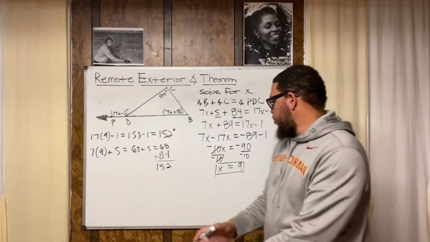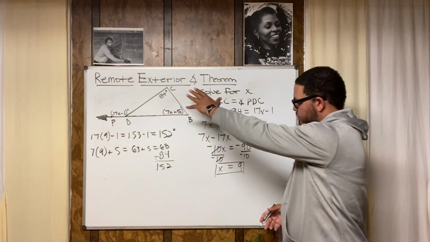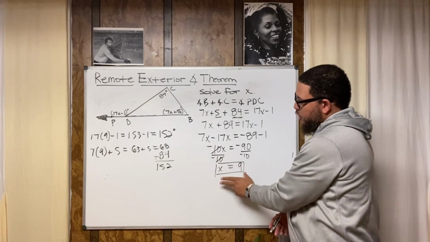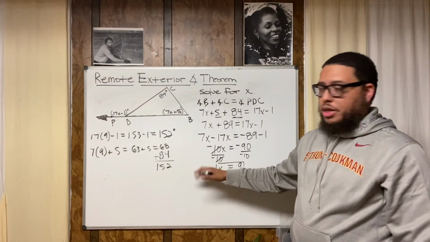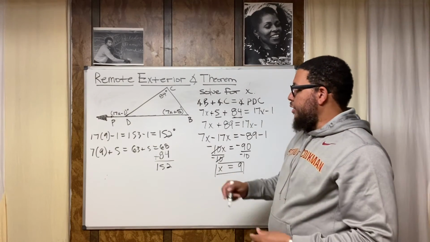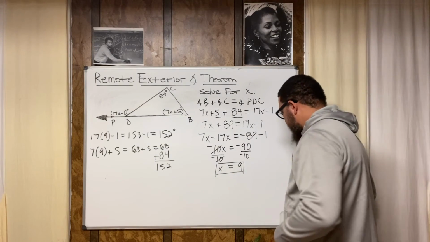All right? So that's proof that based on the remote exterior angle theorem, x is 9. That's proof that x is 9. So we good. We finished. All right. X equals 9. All right. So now we are finished with that.